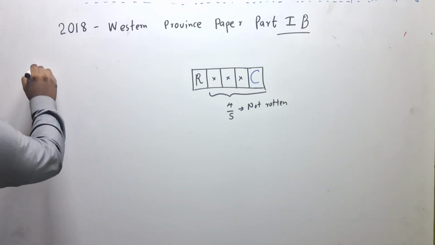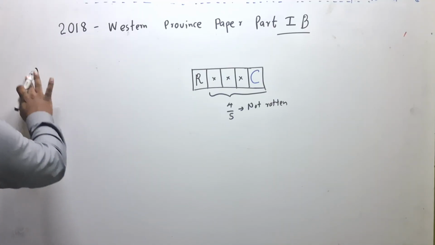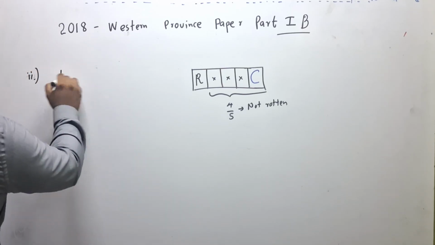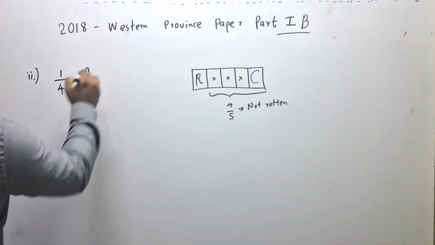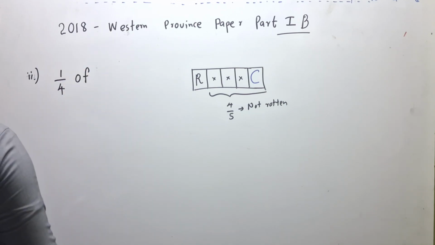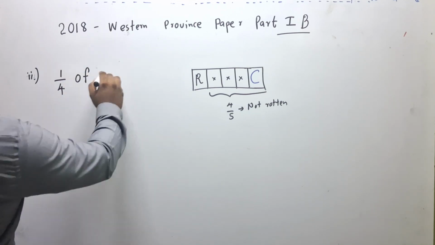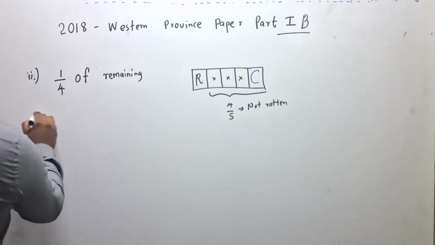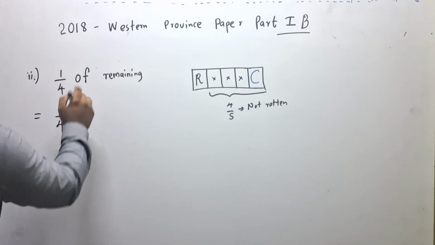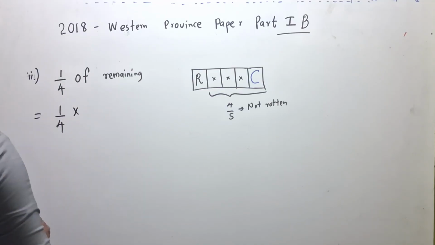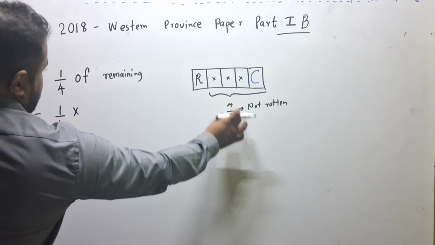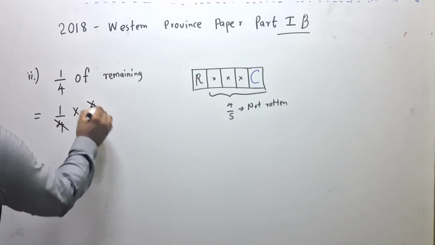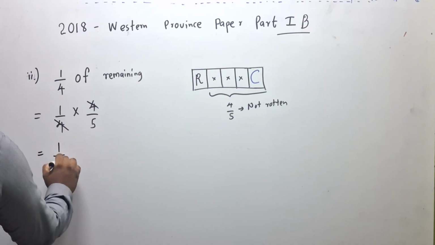Let's think how to get the answer using an OF operation. For question number 2, we are using an OF operation. 1/4 of remaining. For of we put multiplication. What of the remaining part? 4 over 5. Cut 4 and 4 and you will get that 1 over 5 answer.